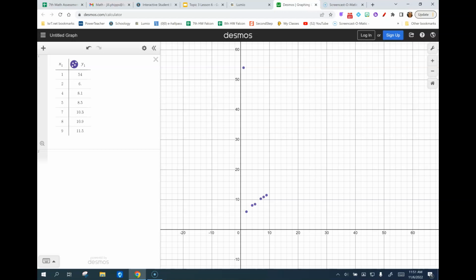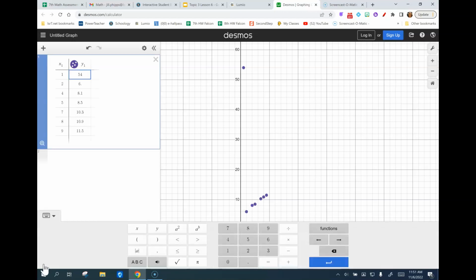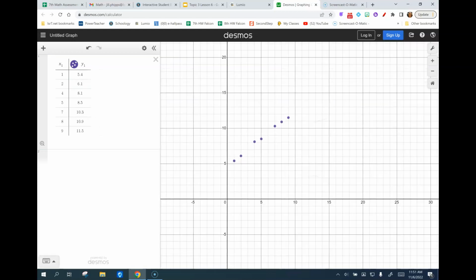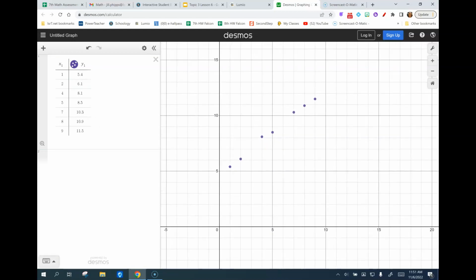Ah, I did. Look at that. I did a couple things wrong. Correct those. So that should be 5.4. I wondered why it was so weird. And 6.1. Double check my table. Let's see if I did it right now. 10.3, 10.9. Yeah. Okay. So this just gives us a little better idea of what our graph would look like.